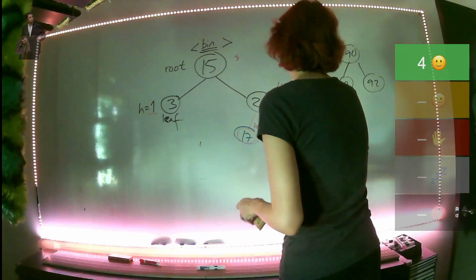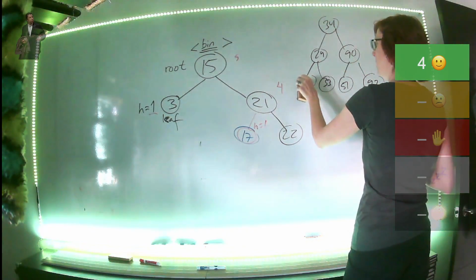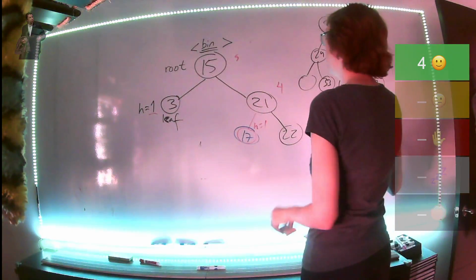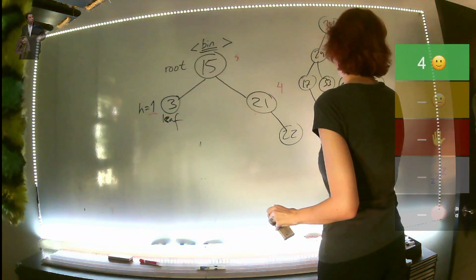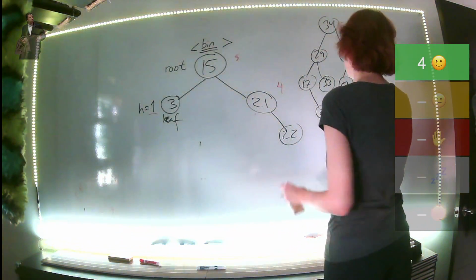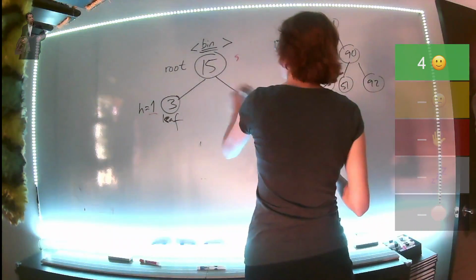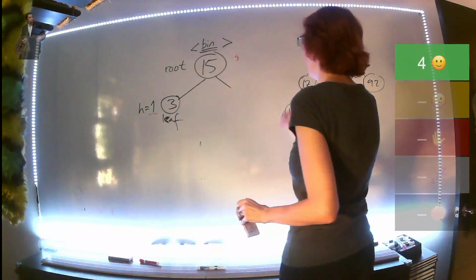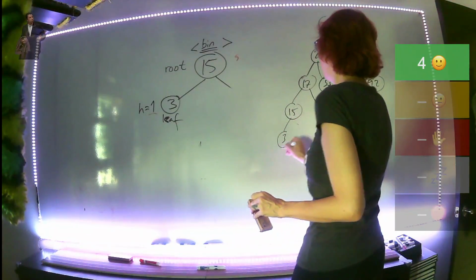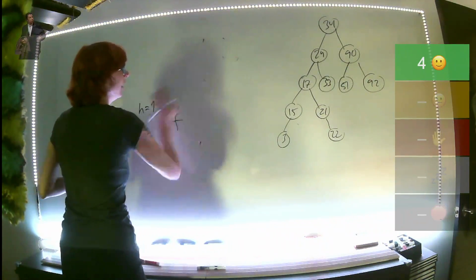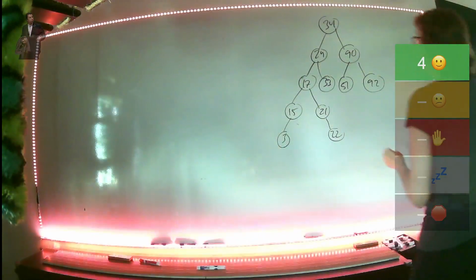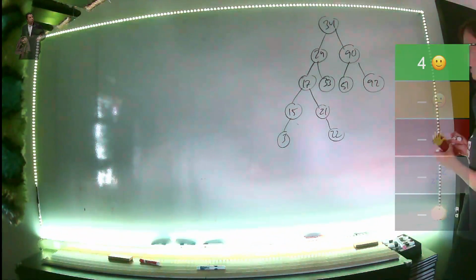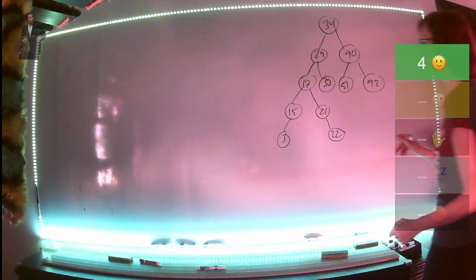21. I'm actually going to hang it from the 17. So I'm going to put the 17 here. So 21 is going to be bigger than the 17, and then 22 is going to be bigger than that. And 15 is going to be smaller than the 17, and then 3 is going to be smaller than the 15. So now I've rearranged it a little bit, but I still have a height of 5. So it's a tree that contains the same data, differently ordered, but with the same height.